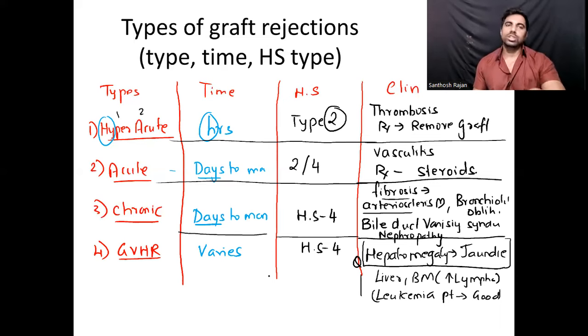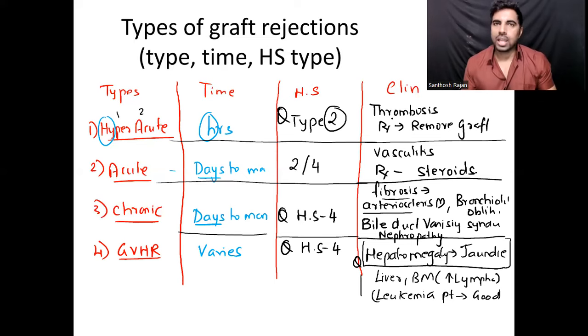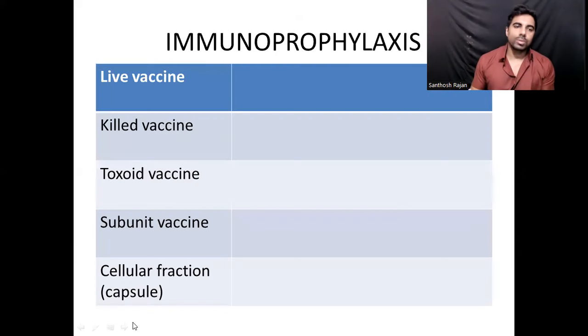So these are the few things about the types of graft reaction. Very simple. This question is always asked, type 2 and type 4, frequently, along with the changes. Hyperacute means always thrombosis, you have to remove the graft. Vasculitis means acute, steroids. Chronic is any chronic disease, you have fibrosis, so you have to treat accordingly. And graft versus host reaction, we have hepatosplenomegaly. That's it. Now next, immunoprophylaxis.